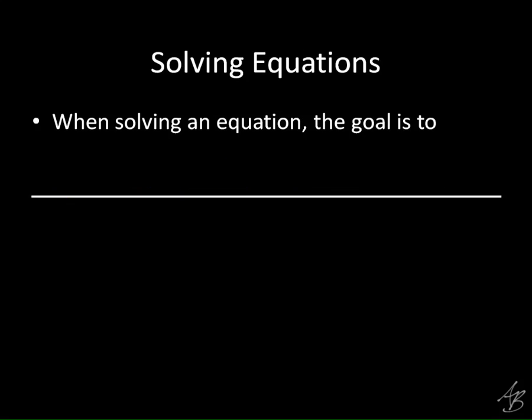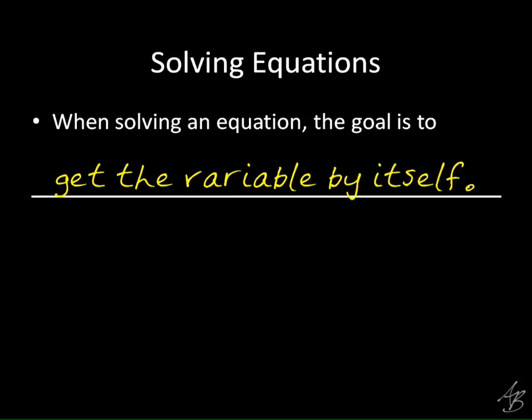Another one of the big rules, and this is really just our goal. When solving an equation, the goal is to what? When we're solving an equation, the goal is to get the variable by itself. So whatever the variable is, we identify the variable by doing what? Circling it. Whatever that variable is that we circle, we want to get that by itself.